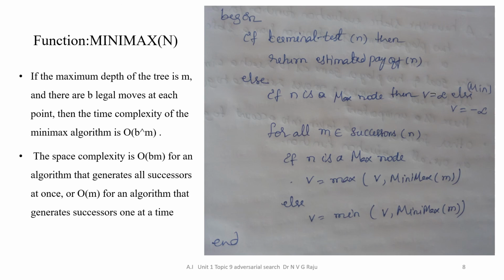If the maximum depth of the tree is m, and there are b legal moves at each point, then the time complexity of the minimax algorithm is order of b to the power m, and the space complexity is order of bm for an algorithm that generates all the successors at once, or order of m for an algorithm that generates successors one at a time.